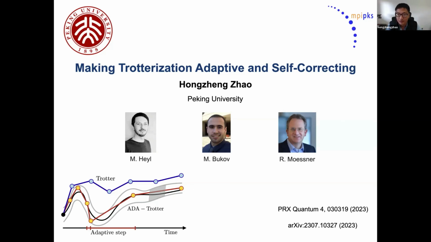This work was mostly done when I was still a postdoc in Dresden, together with Roderich Moessner, Marin Bukov, and Markus Heyl. The title is "Making Trotterization Adaptive and Self-Correcting," and most of the work that I present today can be found in these two publications shown in the corner.